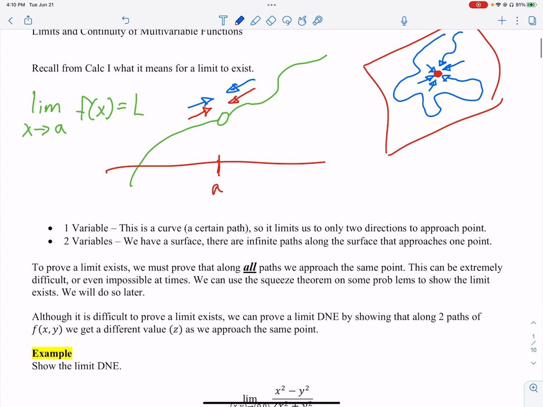Back from Calc 1, we would prove a limit exists by showing that both sides, the right side limit and the left side limit, went to the same value. We would have to still apply that here to 3 dimensions and prove that all paths go to that same point. That can be extremely difficult or even impossible at times. There are ways around it. I'm going to show you a few different things later based on continuity and the squeeze theorem to show that a limit exists. For the most part here in Calc 3, your problems are going to be showing that a limit does not exist.